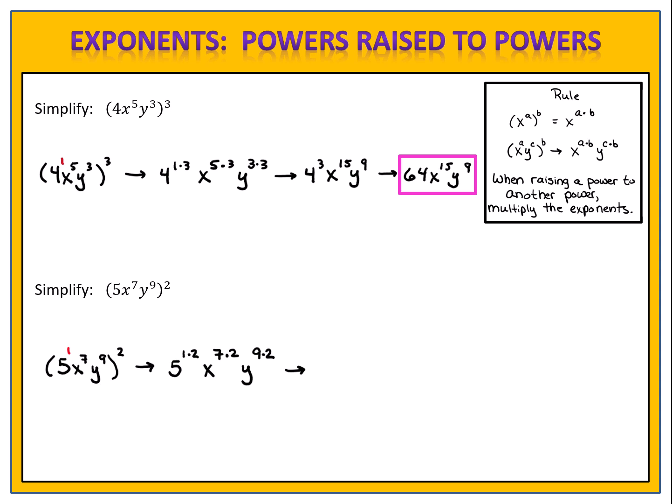We now simplify. 5 to the 1 times 2 is 5 to the 2nd power, x to the 7 times 2 is x to the 14th power, and y to the 9 times 2 is y to the 18th power. We can simplify 5 to the 2nd power, which is 5 times 5, 25, x to the 14th, and y to the 18th. That's our final answer.